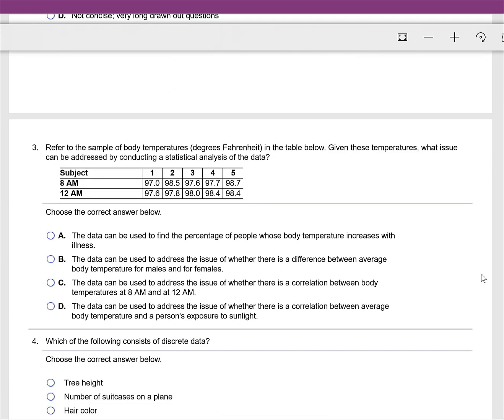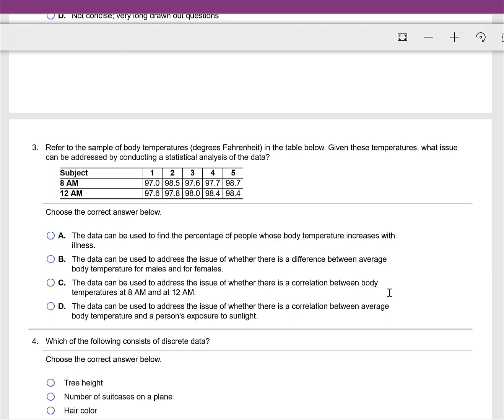Refer to the sample of body temperatures in the table below. Given these temperatures, what issue can be addressed by conducting a statistical analysis of the data? We have 5 subjects and we measured their temperatures at 8 a.m. and at 12 a.m. Let's look at the answers. We could find the percent of people whose body temperatures increase with illness. Well, the problem didn't tell us anything about illness. Is there a difference between males and females? We don't know if these are males or females in the table.